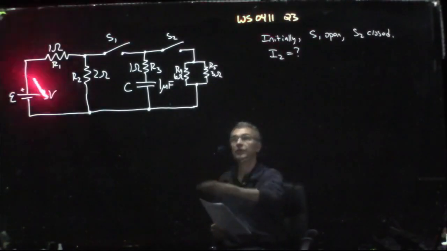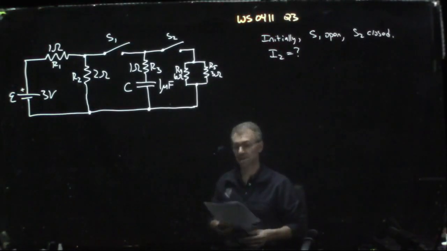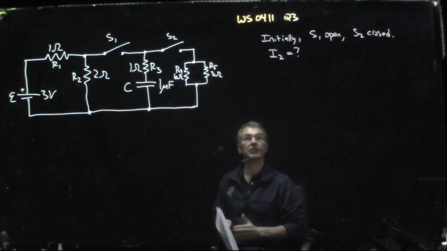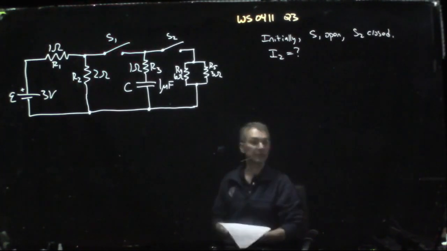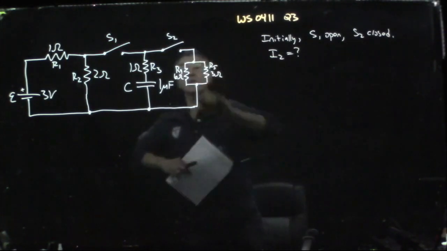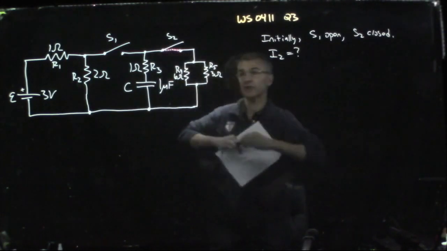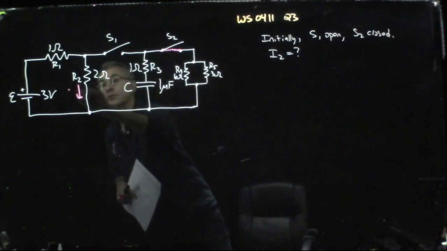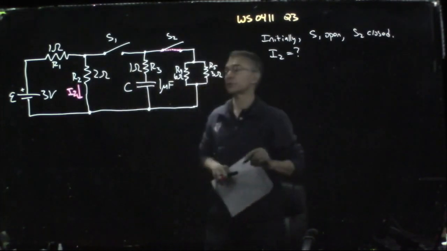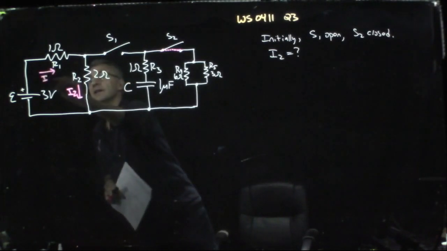Let's solve question 3 from worksheet 0411, also known as worksheet number 13. Initially at time 0, switch S1 is open as drawn, but switch S2 is closed. What is the current through R2? I'm going to label it this way. I'll call this I2, and I'm going to call this I1.